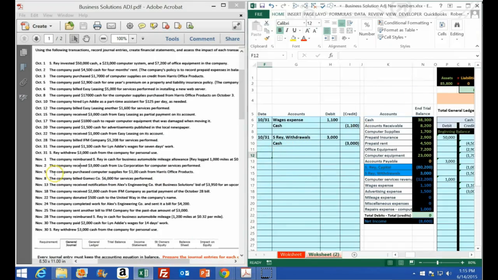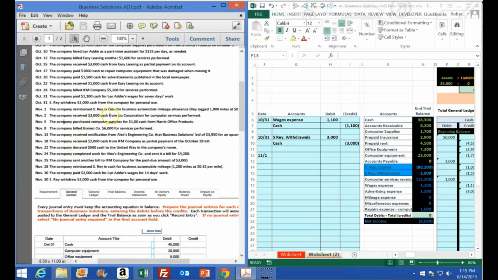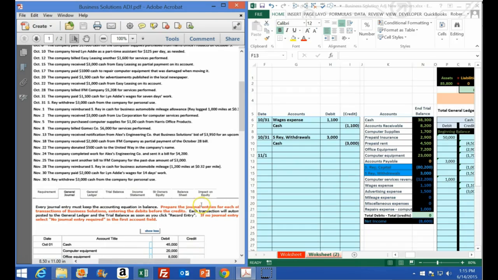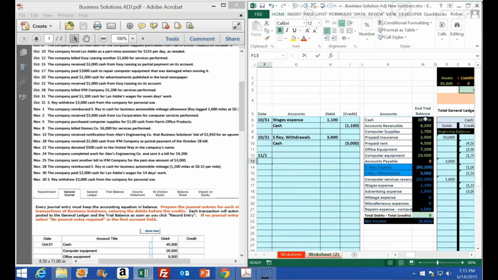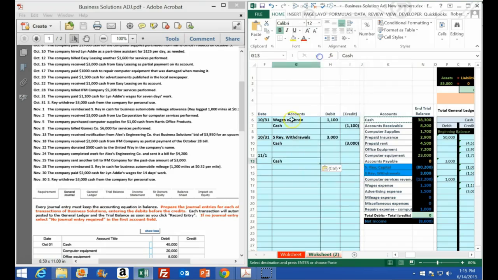And we're moving down to now 11.1. 11.1 says the company reimbursed S. Ray in cash for business automobile mileage allowance. Okay, so we're going to reimburse for the mileage allowance. So we reimburse, I'm assuming, with cash. So is cash affected? Yes, cash has a debit balance. We're going to make it go down by doing the opposite thing to it, which in this case would be a credit. So I'm going to put that on the bottom.